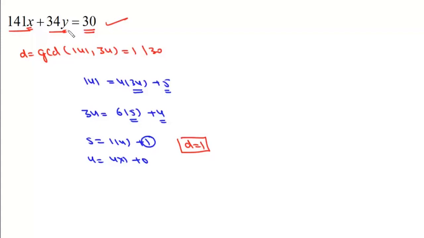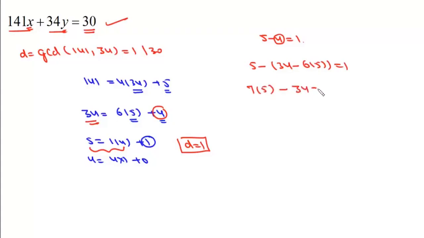Now we'll construct this equation from here. We can write 5 minus 4 is 1. Now we'll keep replacing this smaller term. So we can write this 4 as 34 minus 6 into 5. So it'll be 5 minus (34 minus 6 into 5), which is equal to 1. So it'll be 7 into 5 minus 34, and it'll be 1.